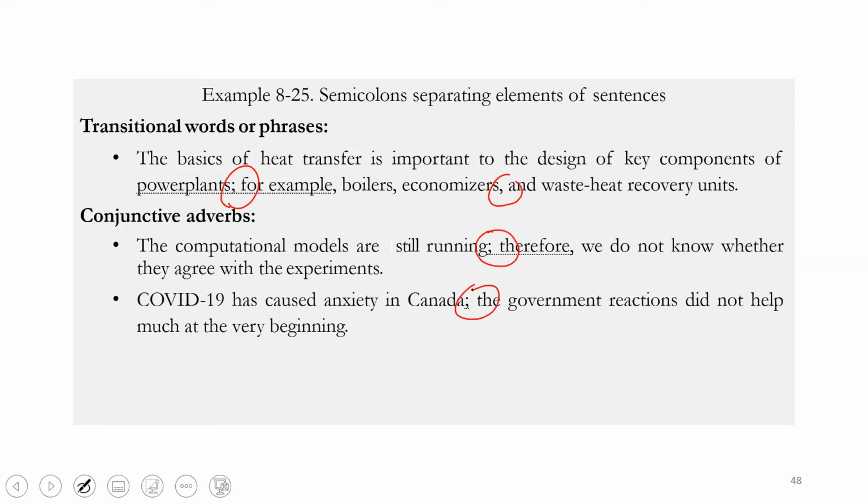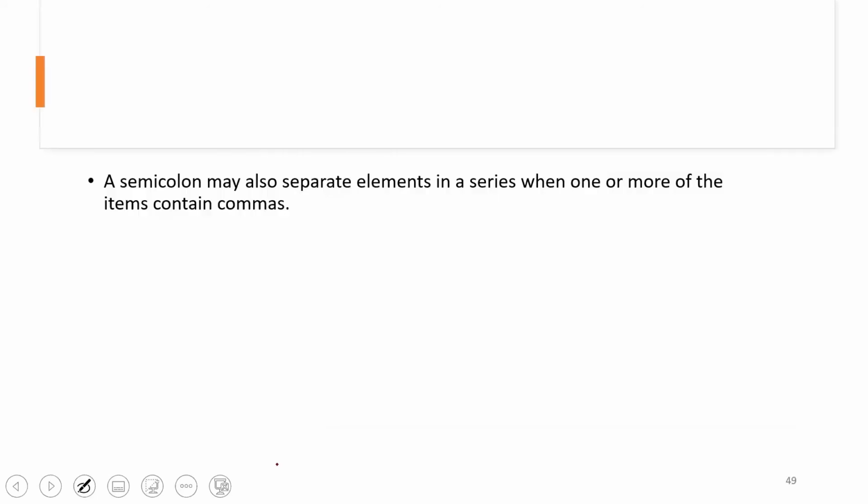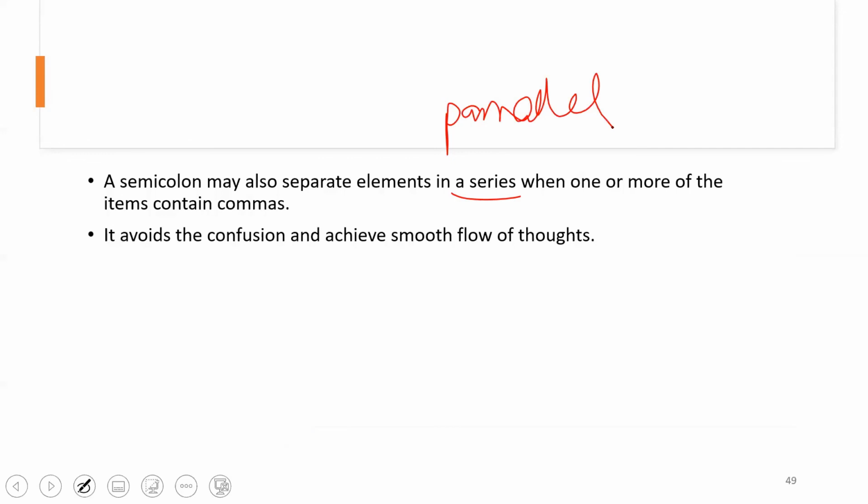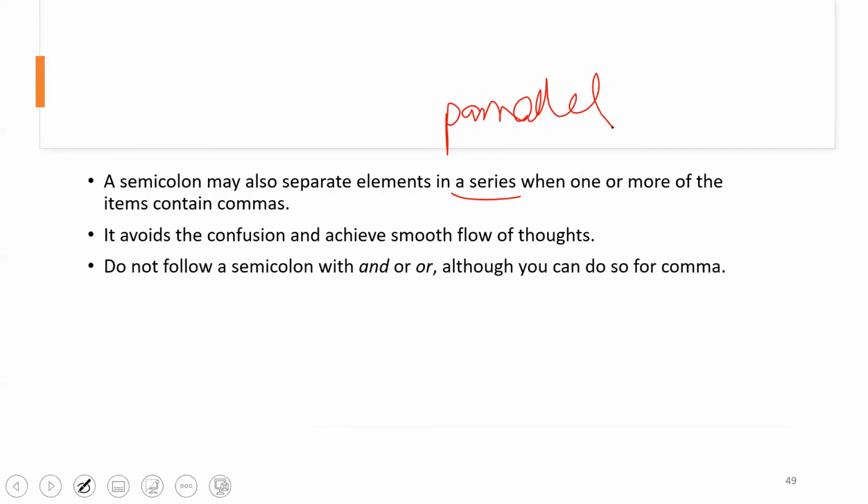COVID-19 has caused anxiety in Canada; the government reaction did not help much at the very beginning. A semicolon may also separate elements in a series. Okay, now we're talking about the series, the parallel structure. Okay, it avoids the confusion and achieves smoothness of thought.